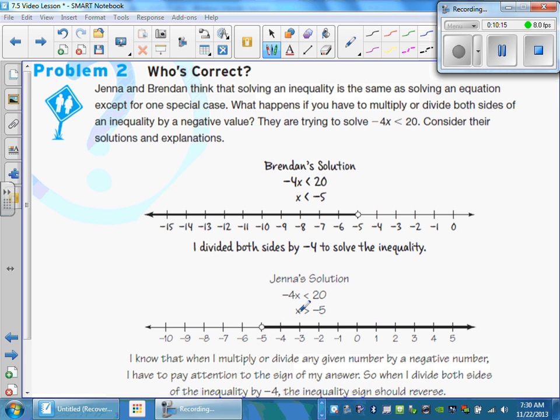Number 1 in your book wants you to check each solution and determine who is correct. List 3 values from each person's solution and verify that these solutions make the original inequality of -4x is less than 20 true. What do you notice, and explain your reasoning? So go ahead and try a few of each problem and then tell us who you think is correct and why you think you're correct. And then when you're ready, you can go ahead and press play.